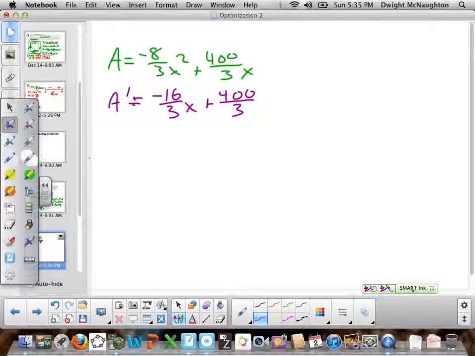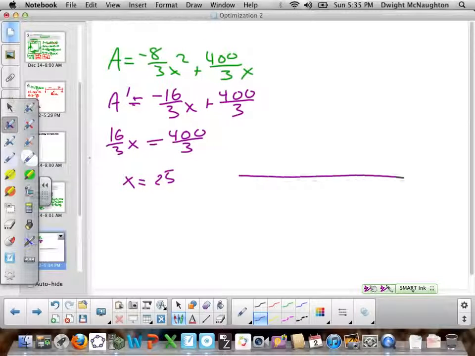We need to decide where is that equal to 0. I'm going to set it equal to 0 and add 16 thirds x to both sides. So 16 thirds x equals 400 thirds. We can cancel the 3's because both of them have 3. We can divide by 16. X equals 400 divided by 16. X equals 25.